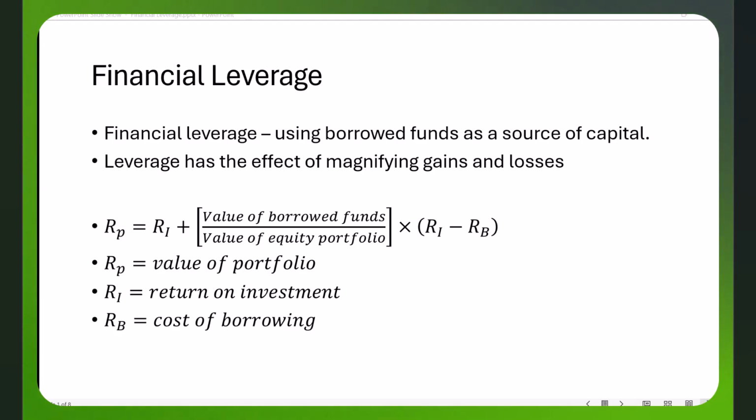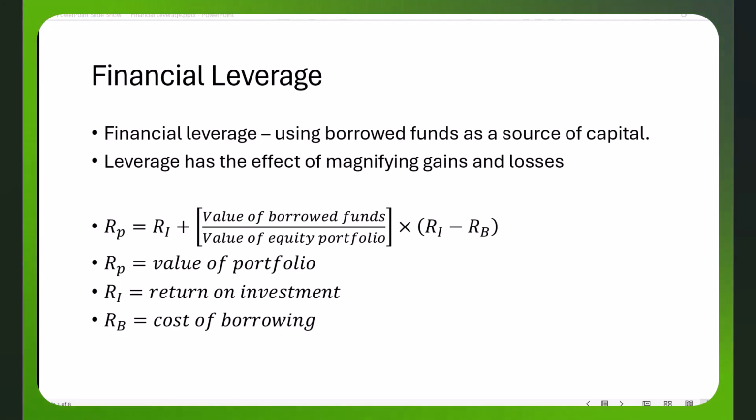You might put 20% down on, let's say, a $200,000 house, so you're putting $40,000 down, but your return is going to be based on the $40,000 you put down. You've borrowed the other $160,000. So if the house goes up in value, you can make a lot of money.